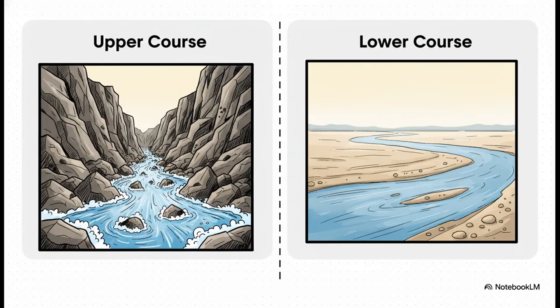So let's just step back and look at the whole picture. It's an incredible transformation, right? The river goes from this fast, high-energy system that's all about cutting downwards and carrying huge, sharp rocks to a slow, low-energy system that's focused on depositing tiny, rounded particles. It's a complete change of character from its source to the sea.